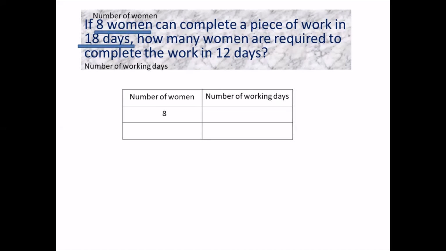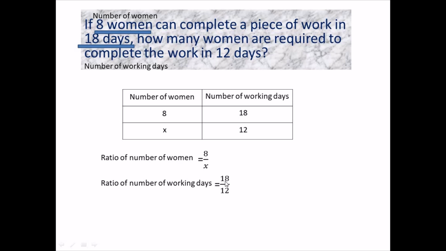Now 8 women can do the work in 18 days. Then how many women can do the work in 12 days? Let us suppose X women can do it in 12 days. Then we have to find out the ratios of quantitative terms. The first ratio is the ratio of number of women, which is 8 upon X. The second ratio is the ratio of number of working days, which is 18 upon 12. Then by cancelling common multiple 6 we get 3 upon 2.